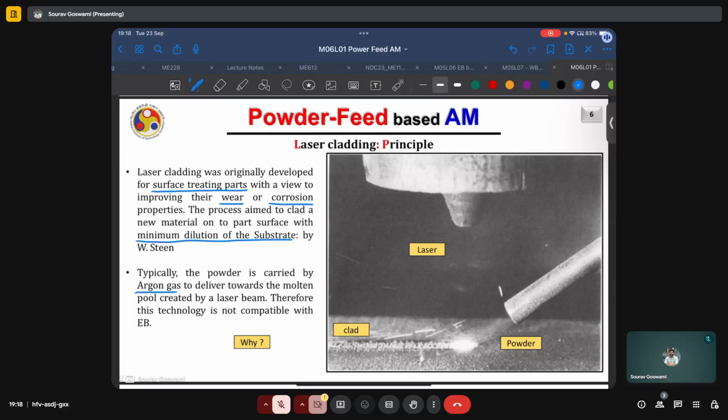However, here the metal particles or the metal powders are carried by some carrier gas, typically argon. If argon is introduced into the working chamber of an electron beam system, the vacuum will be lost, and thus the electrons will get deflected much before they can reach the target surface and result in printing. Thus, this technology is not compatible with electron beam.